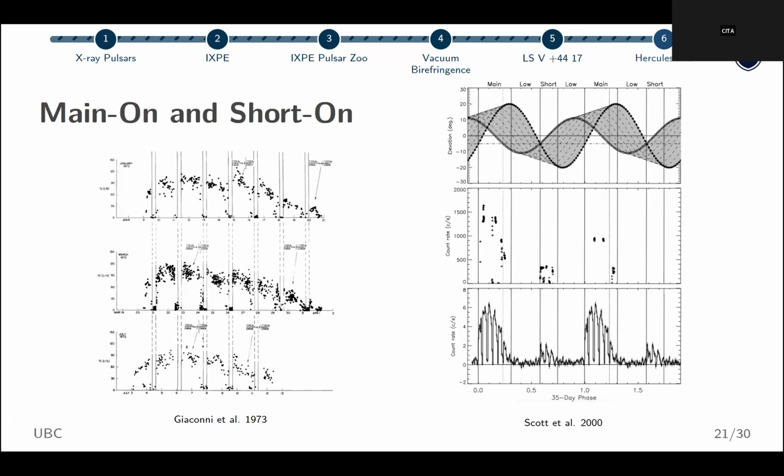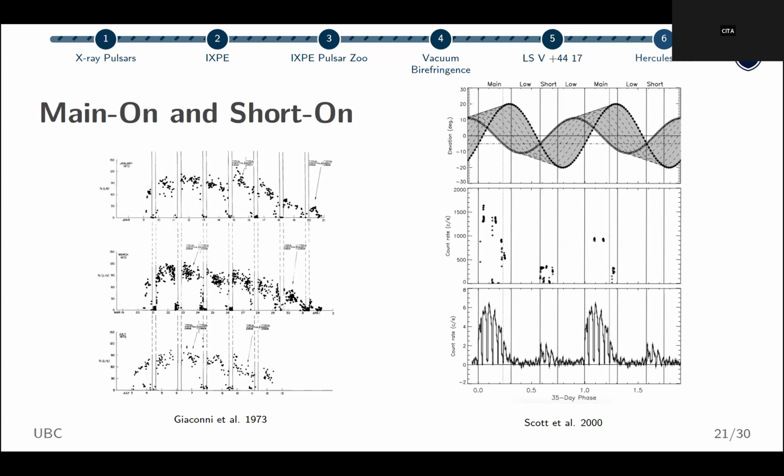On top of that, there's another thing where it turns on and off every 35 days. It does a cycle of being brighter and fainter every 35 days, which we can see here. These gaps are when the eclipses are. And you can see there's a stage where it's brighter, which is called the main on, and a stage where it's fainter, and then there's a time where we don't see it at all, or very faintly.